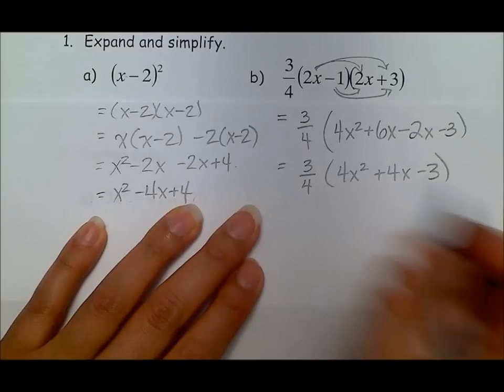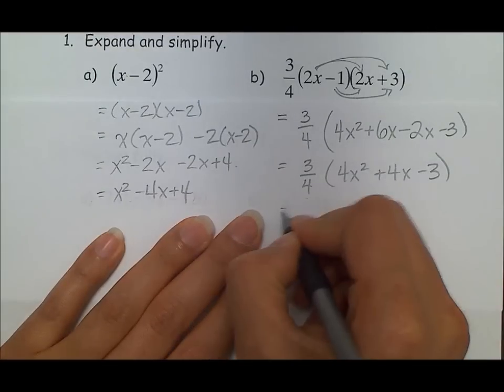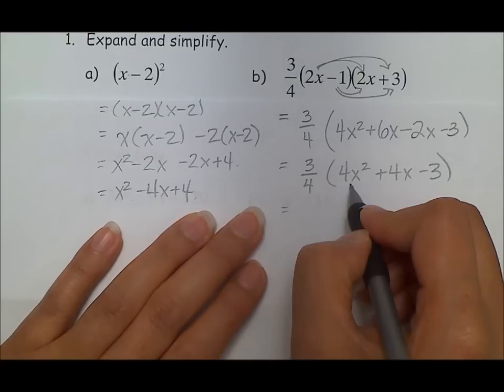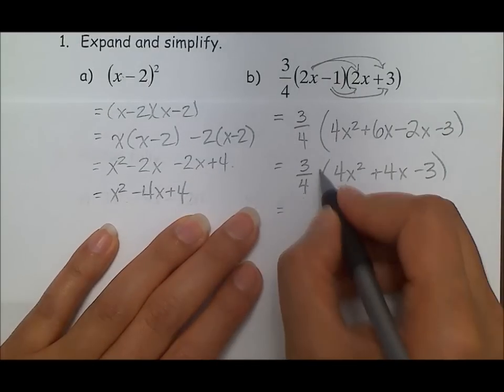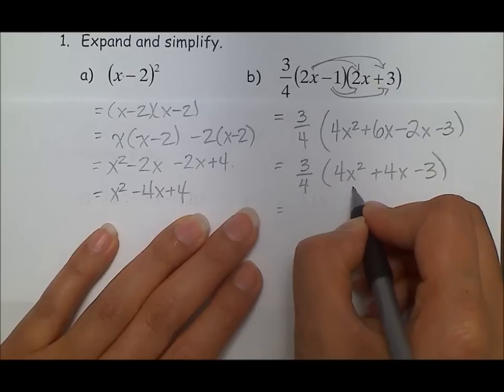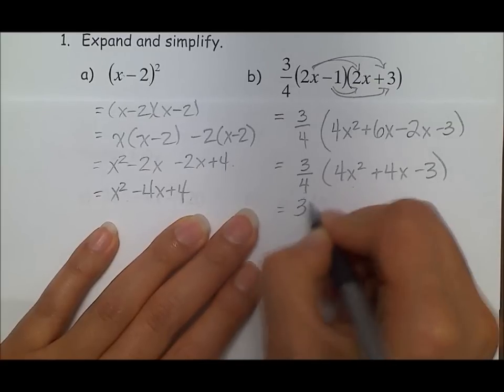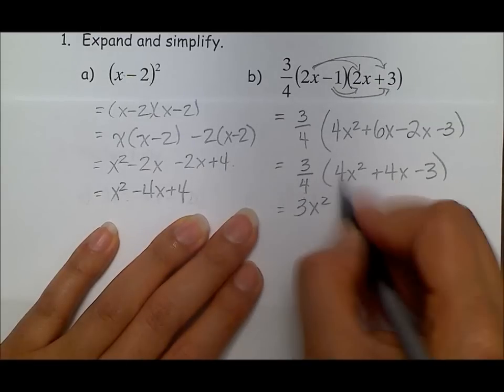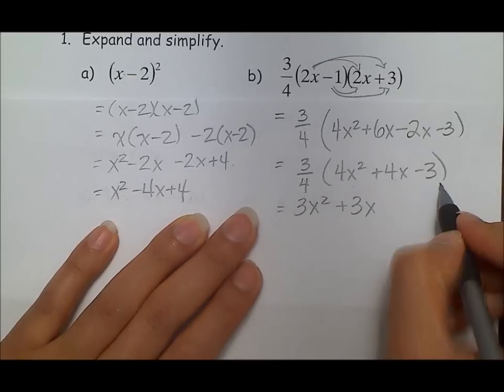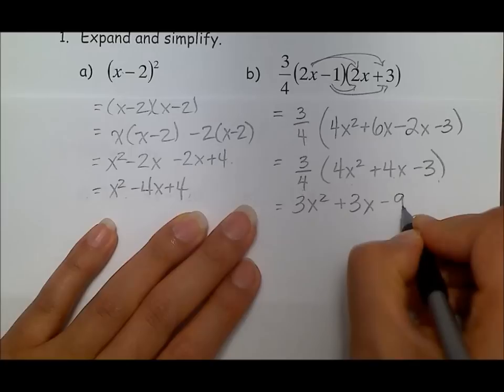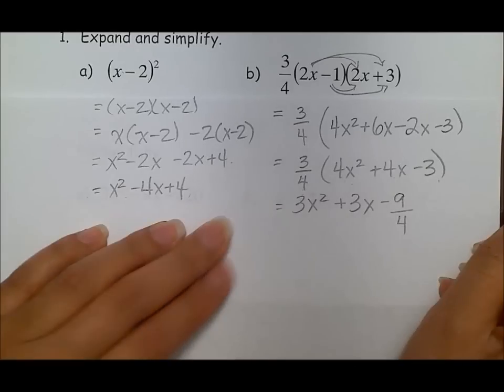coefficient here. And so I'm going to multiply 3/4 times 4x squared, and then I'm going to continue that across. And so that'll give me 3/4 of 4, which is just 3. That's 3x squared. 3/4 of 4 again is just 3, so that's 3x. And 3/4 of negative 3 would give me negative 9 over 4. So that's expanding and simplifying.